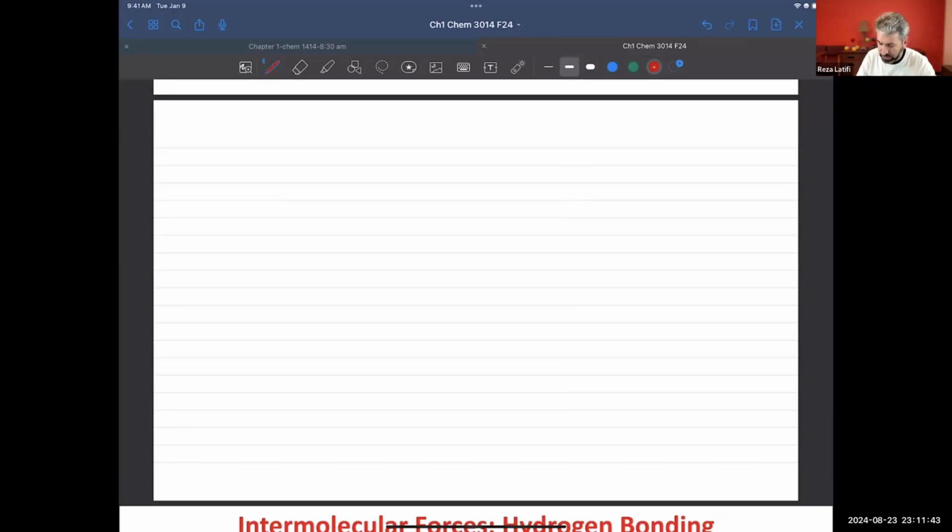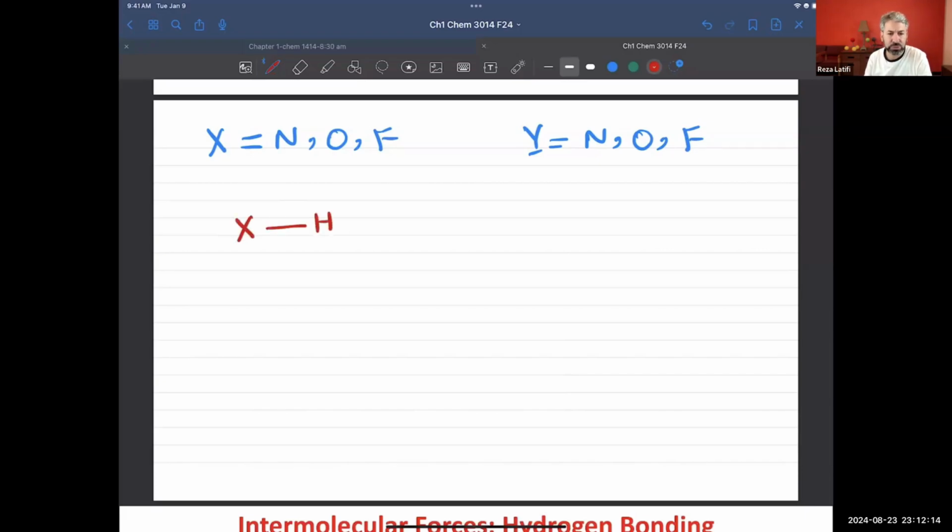Now, what's hydrogen bonding? Say you have one element, and your element is nitrogen, oxygen, or fluorine. And another one. We have an element X that can be nitrogen, oxygen, or fluorine. If you take, for example, X and attach it to hydrogen, like, for example, F attached to hydrogen, this one has 3 lone pairs.